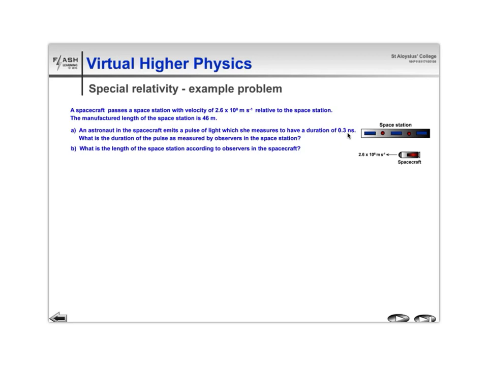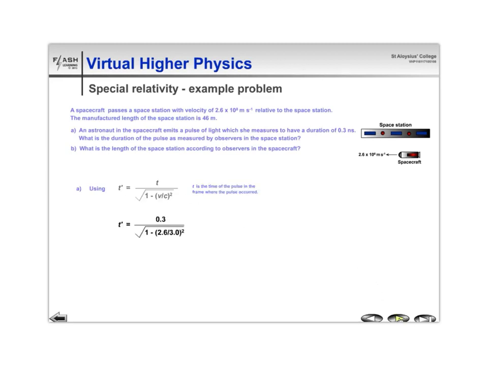We've got a proper time of 0.3 nanoseconds. That's the time measured in the spacecraft. And we're asked about the observers in the space station. So they're in a different moving reference frame relative to the spacecraft. So their measurement is t dashed.